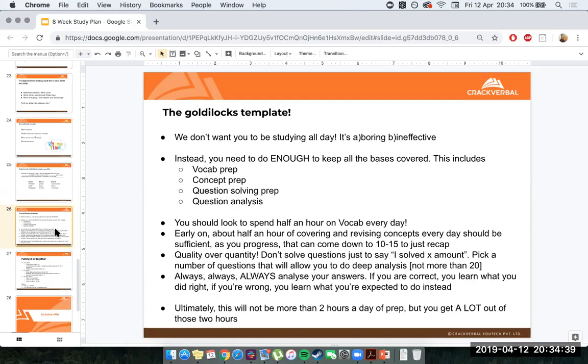Because what happens is this. If you just solve questions in bulk, you may start to understand the pattern of the test better simply because you've solved so many questions, and you may get slightly better. But you've not learned from your mistakes. So you've not fixed your mistakes. So you won't necessarily get that much of a better score. So you're not looking to just solve questions for the sake of it. You want to pick a number of questions that will allow you to do deep analysis.